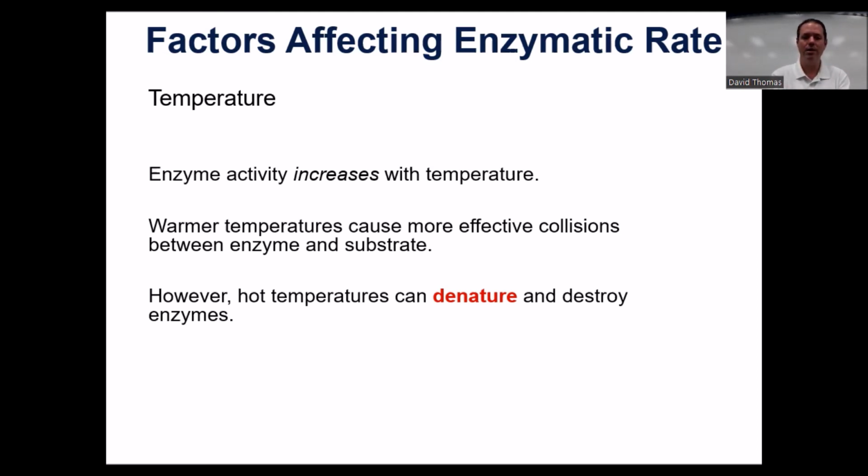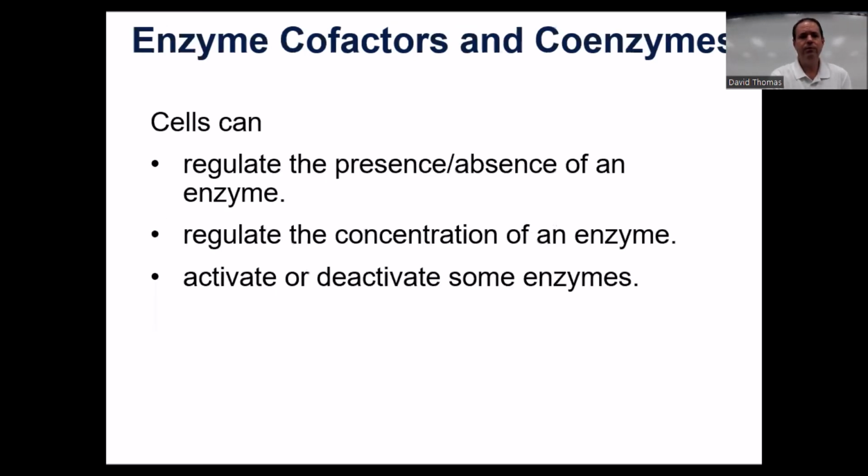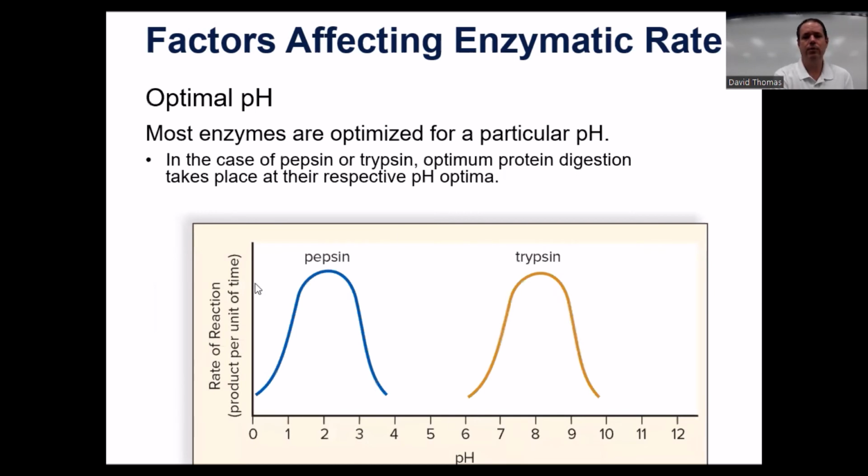If it gets too hot, that structure of the protein will denature. It changes the actual structure of the protein, and it just won't function. Really, the same thing happens with pH as well. Having an incorrect, less than optimal pH can also start to denature proteins.